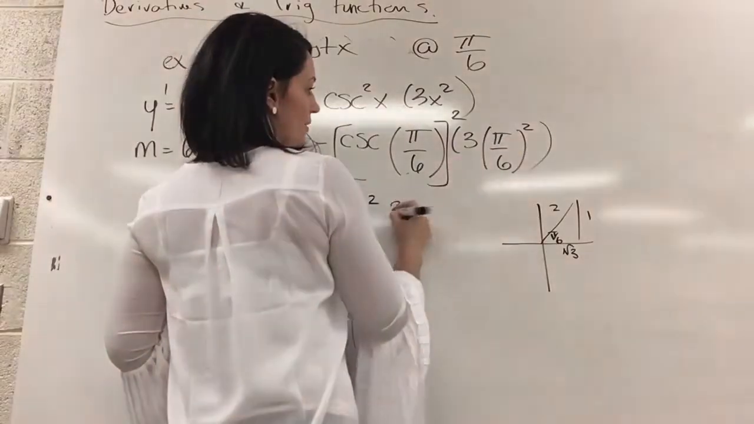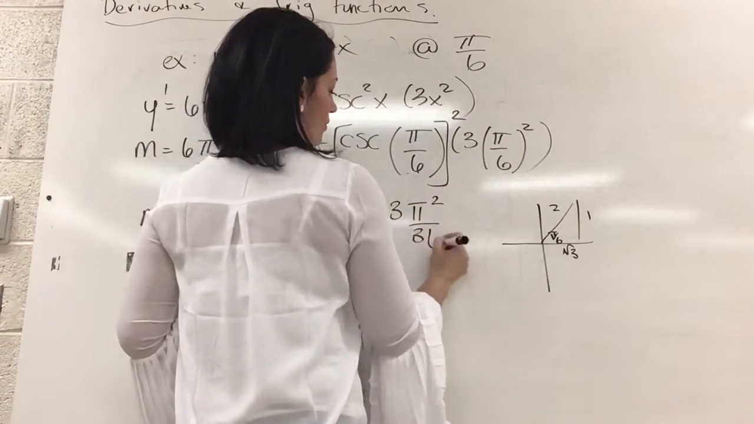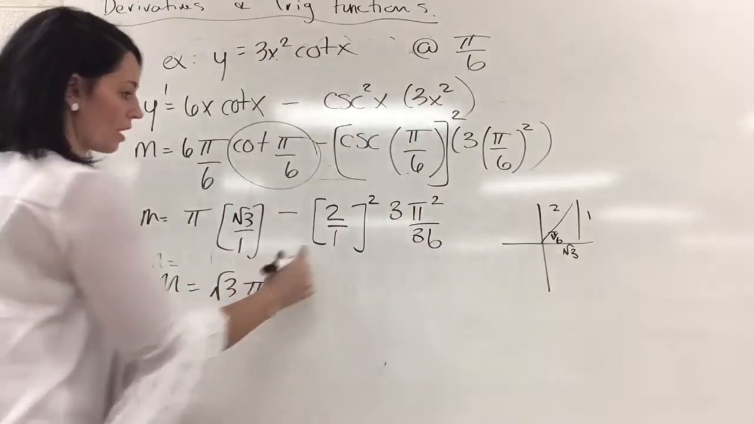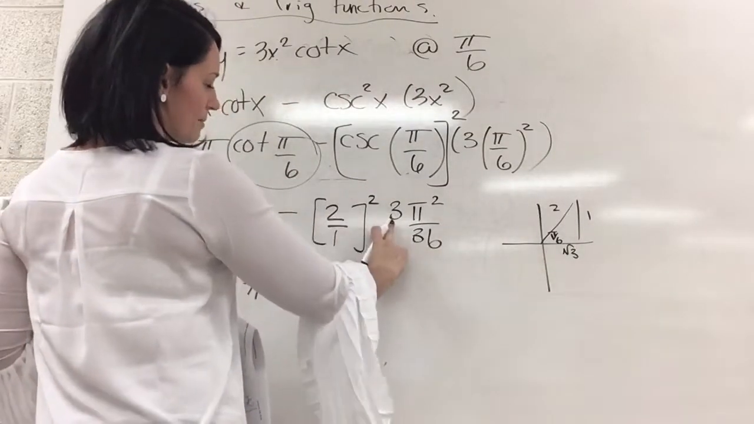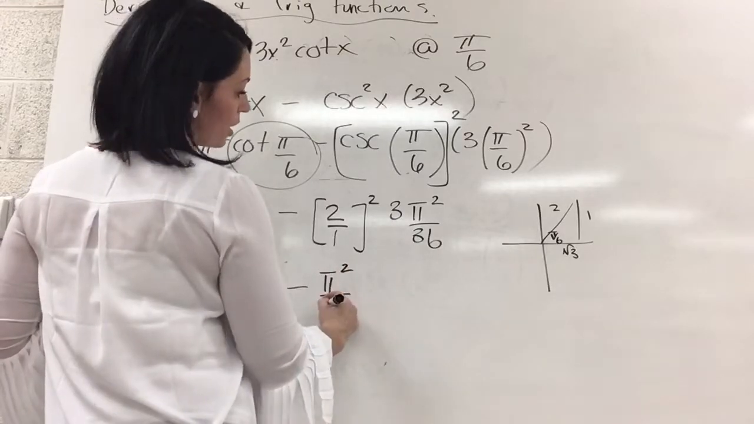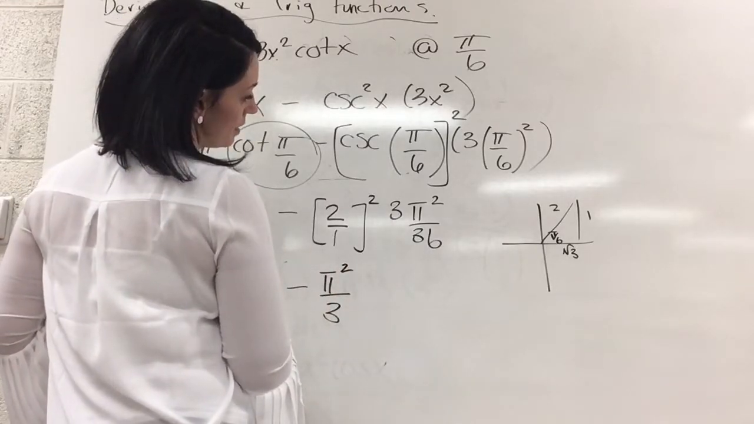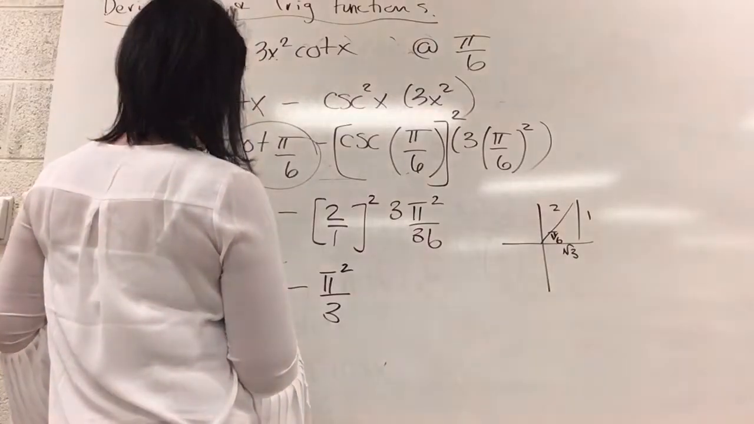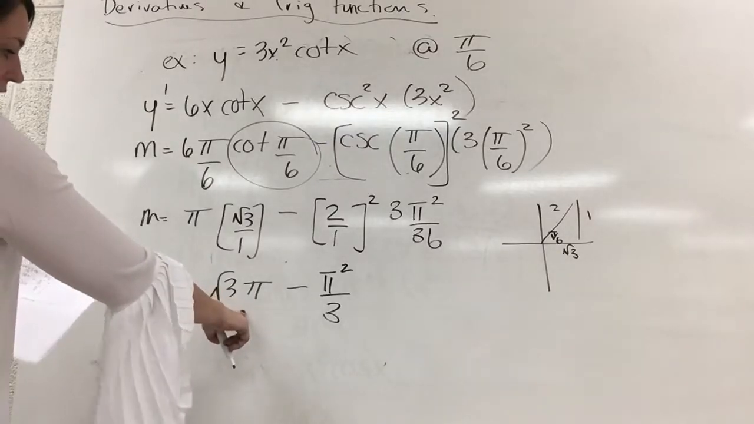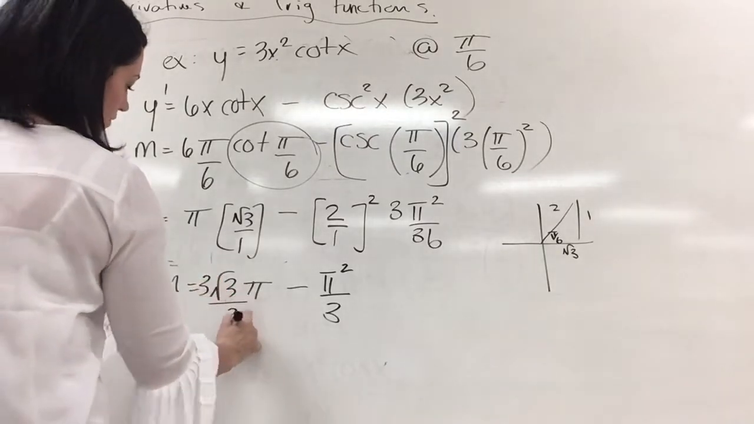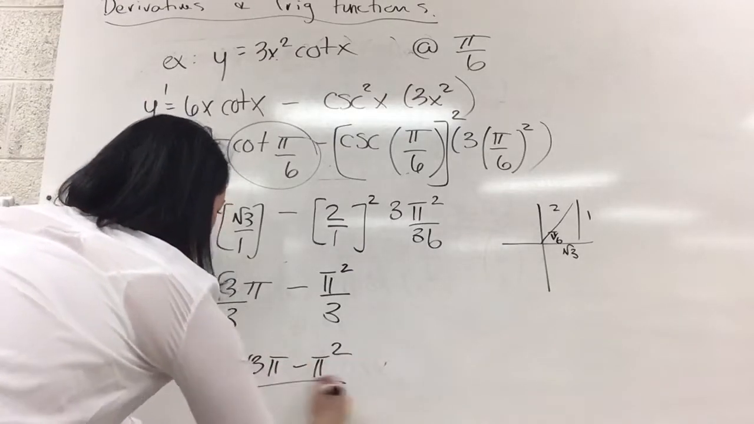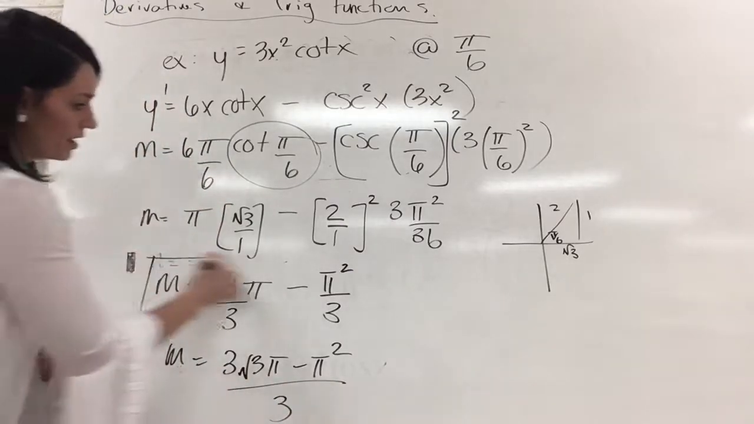Okay, and then here, I have 3 pi squared over 36. And then I'm going to do some simplifying here. So this is root 3 pi, okay, minus, so that's 4 times 3, so that's going to give me 12. So that's going to be pi squared over 3. That looks good to me. I can keep simplifying, and I could put this over 3 as well if I really wanted to. I could multiply this by 3 pi over 3, and then make it 3 root 3 pi minus pi squared over 3, but I don't really see that as being much simpler, so you could just finish there.